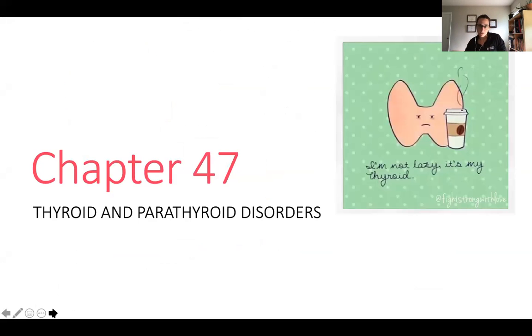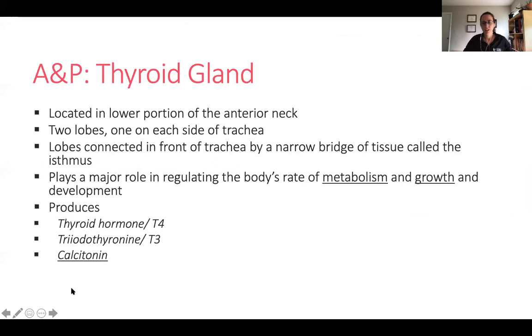All right, thyroid and parathyroid disorders. So as far as the anatomy and physiology, your thyroid is located in the anterior portion of your neck, and it's made up of two lobes, one on each side. And they're connected in front of the trachea by a narrow bridge of tissue, which is called the isthmus.